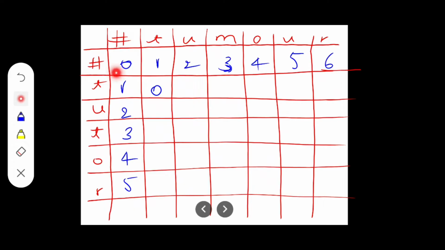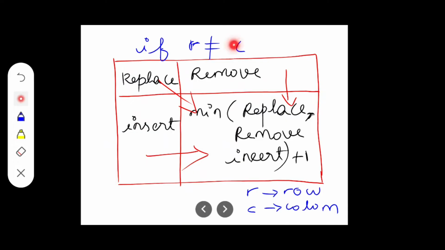Then move on to the next letter, that is the first letter. The first letter is T. This source is compared with the target, right? So T is compared with U now. Is this T equal to U? No, right? T is not equal to U. If it is not equal, so if row is not equal to column, what are we doing? We are taking the minimum among replace, remove and insert.